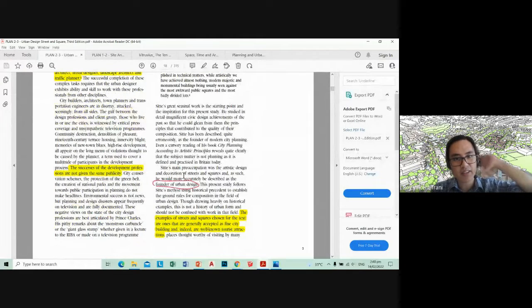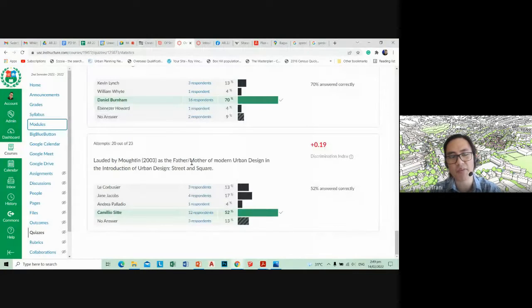Site's main preoccupation was the artistic design and decoration of streets and squares, and as such, he would more accurately be described as the founder of urban design. I should have just said founder, so I don't have the father mother there.